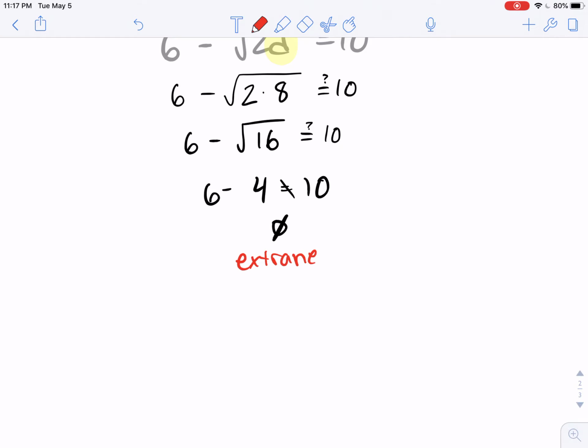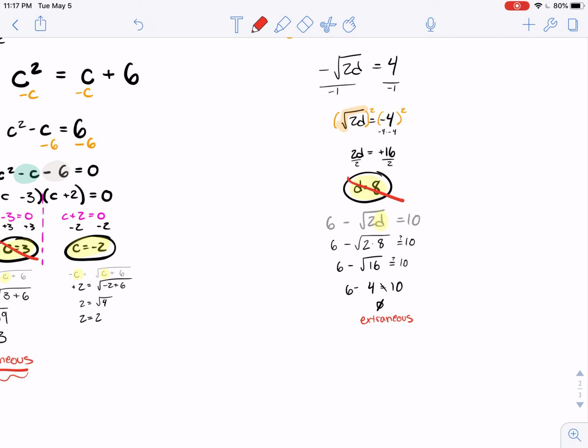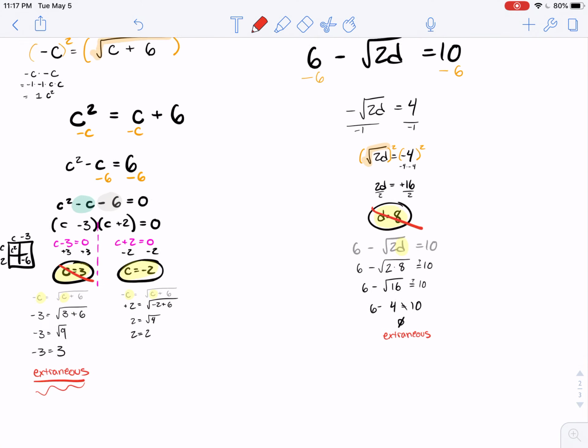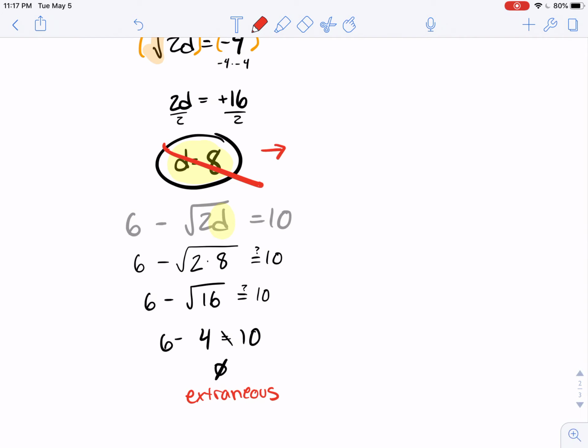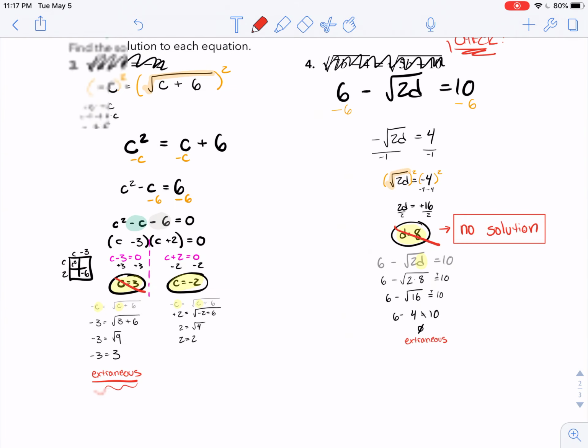Aww, that was so sad. So no, you're done. d does not equal 8. Sorry, guys. In fact, wait, that was our only solution. So if that doesn't even work, we say this has no solution. Oh well. It'll survive. Right? Of course it will.